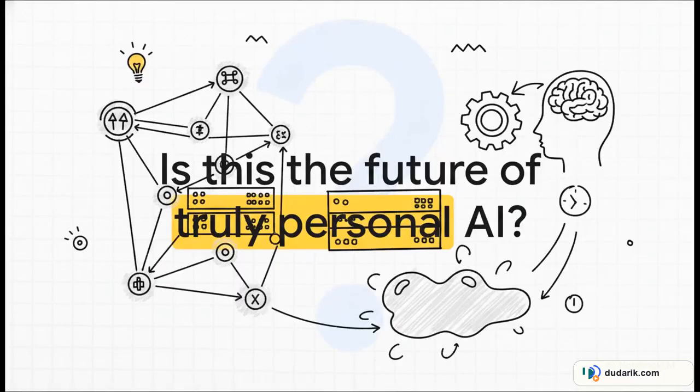So NagaAgent's combination of this persistent graph-based memory and a powerful task execution engine, it's a pretty compelling vision. It's an ambitious attempt to build an AI that doesn't just respond, but one that remembers, learns, and acts. And that leaves us with a really big question. Is this blend of self-hosting, deep memory, and task orchestration the real path forward to a truly personal AI?